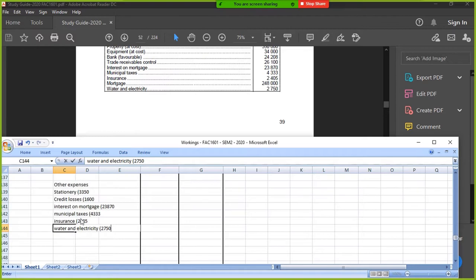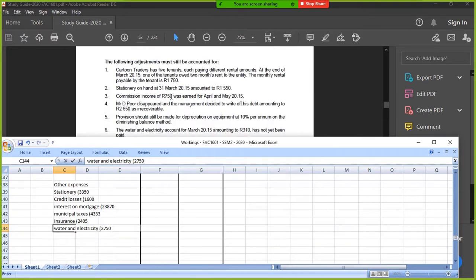Those are easy marks. Because of disclosure, you need to know where to put what. That's very important. Now you go and you look at your adjustments. So I'm looking at your workings. Your working here for number 1 says debit accrued income, credit rent income. Let's see if you're correct.